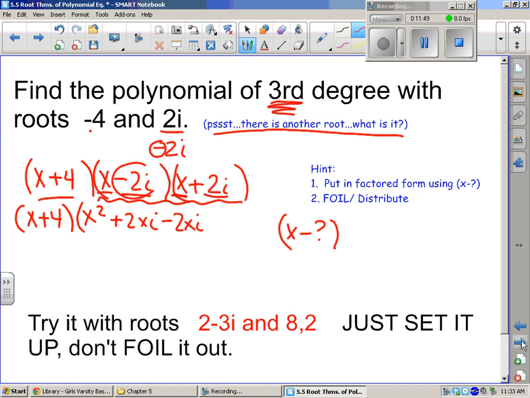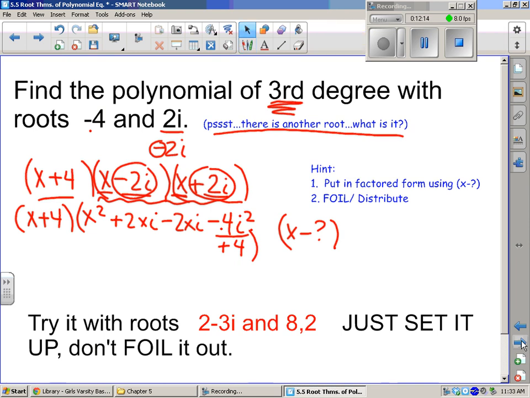And then this negative 2 times this positive 2 is negative 4i squared. We know i squared is negative 1, so this isn't really negative 4i squared, it's positive 4, because negative 1 times negative 4 gives you positive 4.